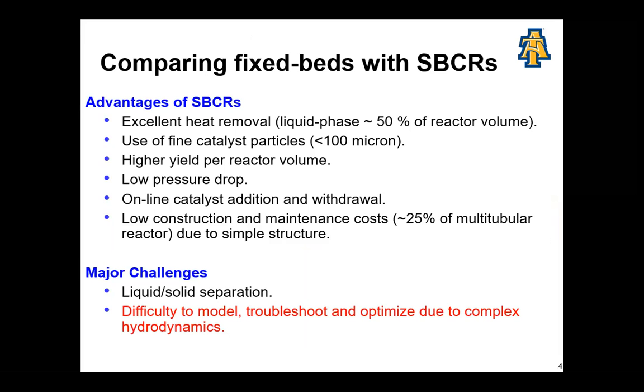So when comparing other reactors, in this case we are trying to compare the fixed bed reactor with the slurry bubble column reactors. We found out that the slurry bubble column reactors have a good number of advantages. One of which is a very excellent heat removal process. It makes use of fine catalyst particles. It has a very, very low pressure drop. It gives a very, very high yield per reactor volume when compared to the other reactors. And it has a low construction and maintenance cost.